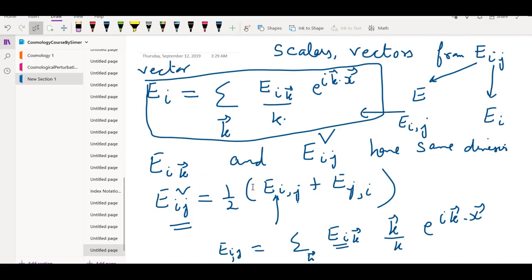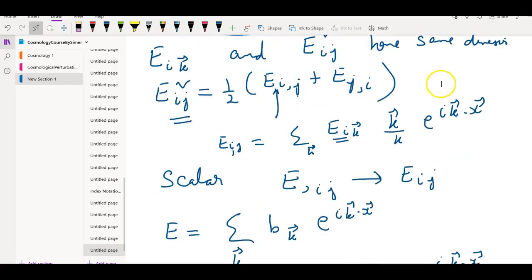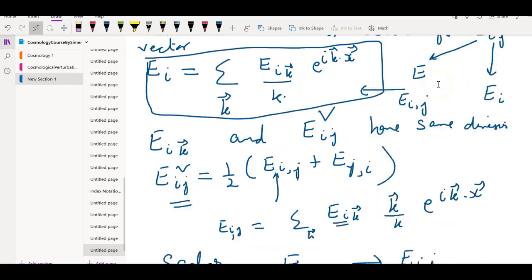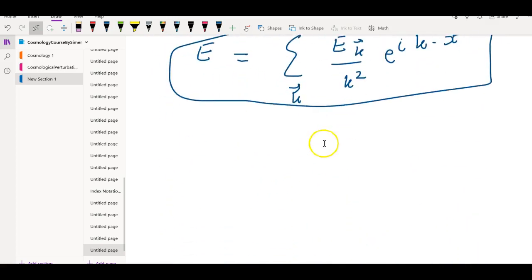And the vector which is derived from a tensor, I will expand like this. Again, the whole idea is that I want to keep the unit of the coefficient the same as that of the original perturbation, which is a tensor in this case. So I want this coefficient Eik to be the same as that of the terms inside Eij. That is why I'm dividing here by k and here by k square.